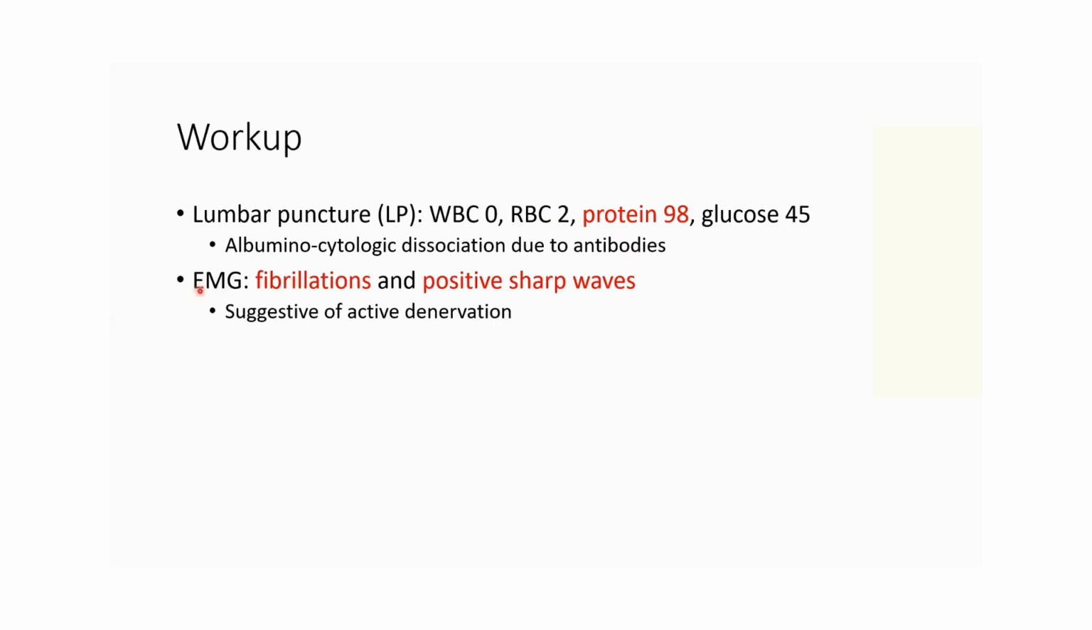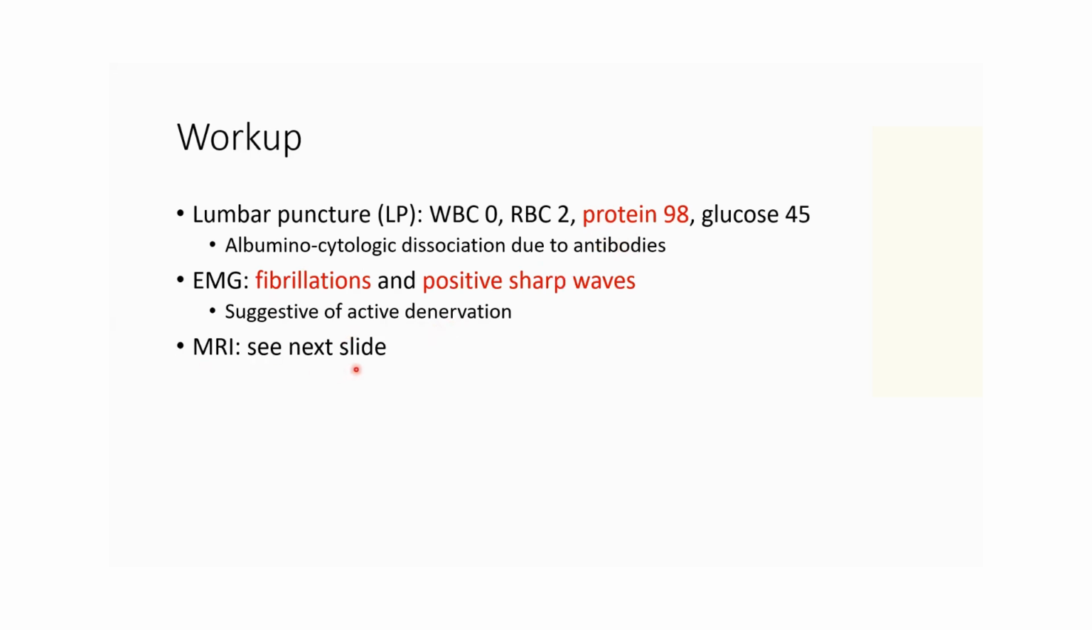We also did an EMG, which showed fibrillations and positive sharp waves. Don't worry about what those mean, but basically this EMG tells us that there's active denervation, that those peripheral nerves that go out to the muscles and to the skin are actively being attacked by those antibodies.